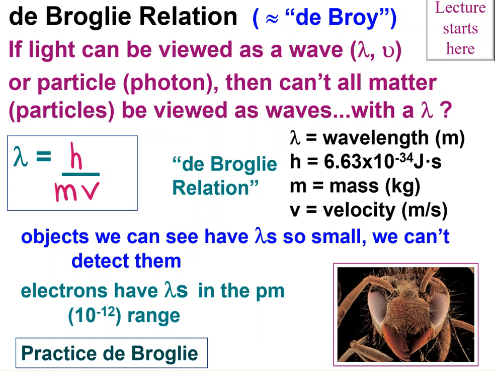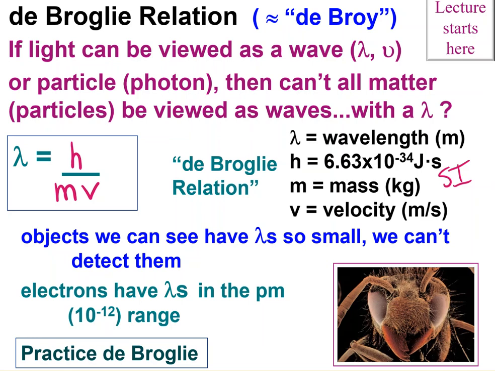The de Broglie relation relates wavelength to the mass of an object and its velocity. So this is not frequency, this is velocity. To use this equation, you have to use SI units in order for the units to cancel correctly.